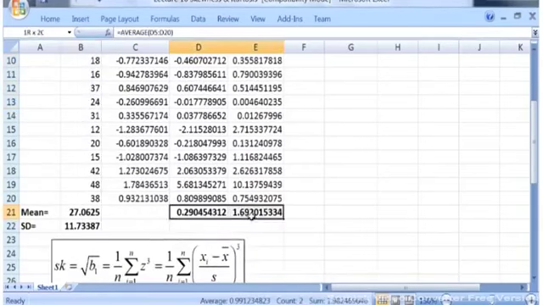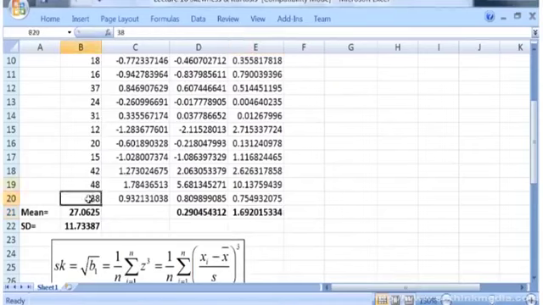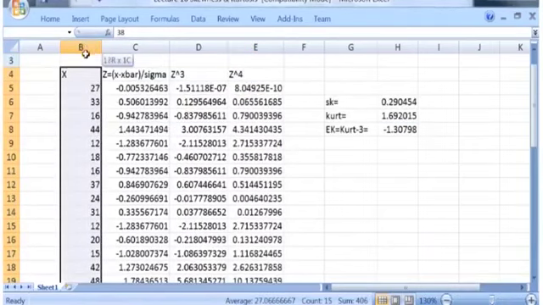So mean is different from 0, also kurtosis is different from 3. Skewness is different from 0, and kurtosis is different from 3. So we can say that these 16 data points are not normally distributed, or their shape will not be like the normal curve.